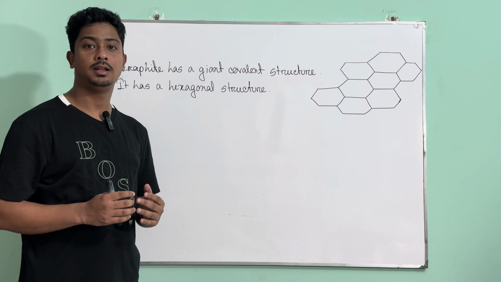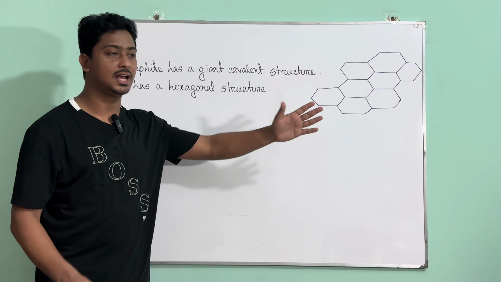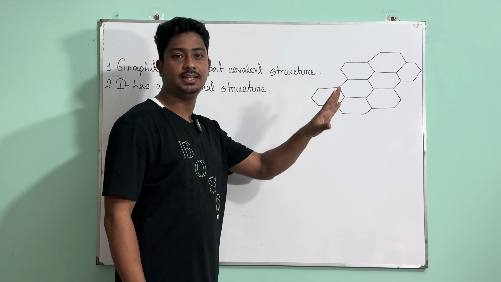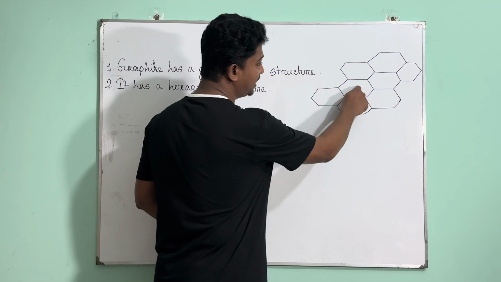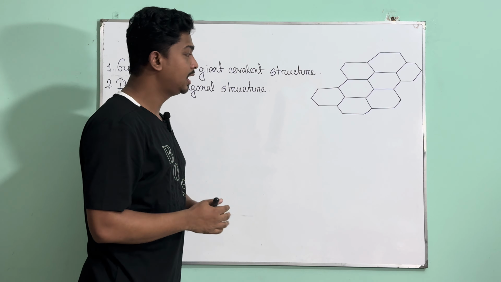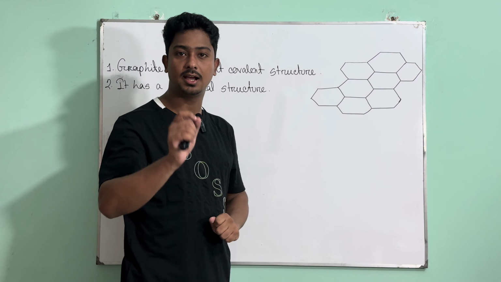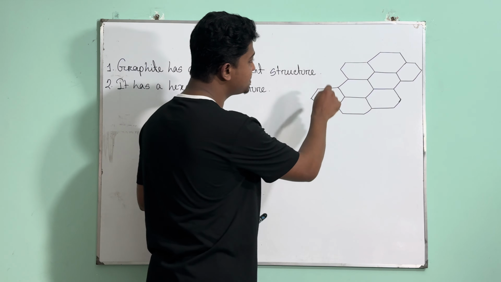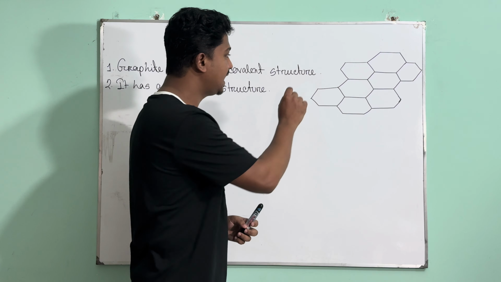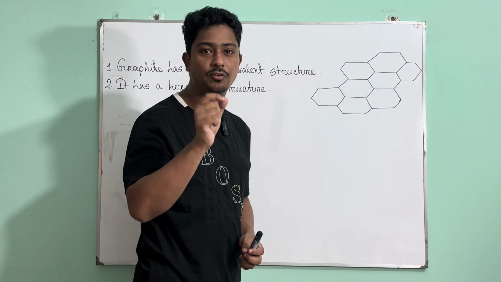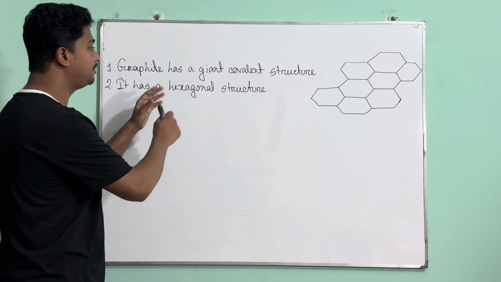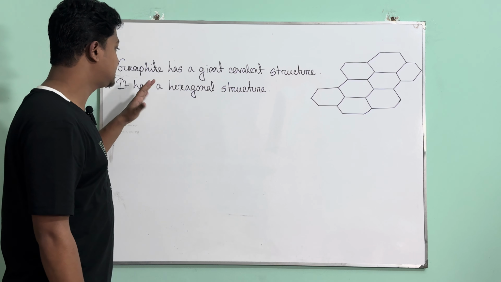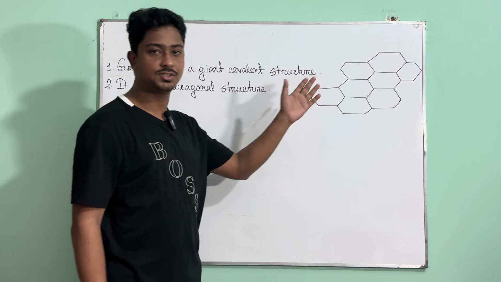Let's go. Now let's see how graphite looks. We have a structure drawn on the board. Now we can see in this structure that these are hexagonal shapes, all the hexagonal shapes, right? And each of these corners actually represents a carbon. Now the bond between them is actually a covalent bond. So we have carbons arranged in a hexagonal structure, and the bonds in between the carbons are covalent bonds. So we can easily derive 2 points from here. So graphite has a giant covalent structure that we already know. And second, the structure is actually a hexagonal structure.